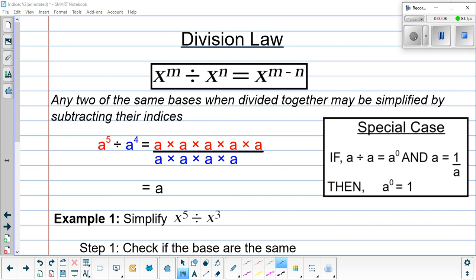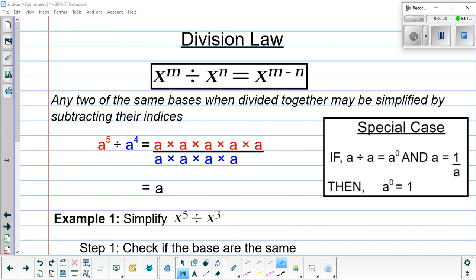So here, stated this before, x to the m divided by x to the n, where m and n are just two numbers, and x, well, it doesn't matter what x is. It could be x, y, z, it could be 1, 2, 3, as long as x is something that's the same.